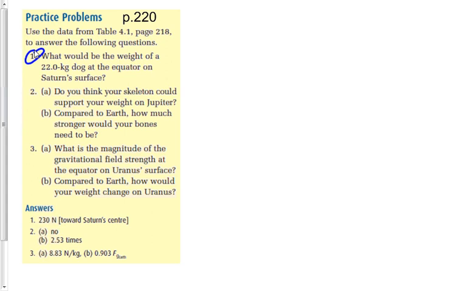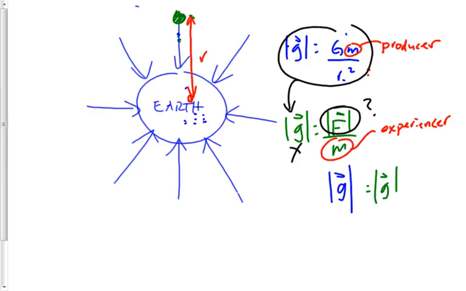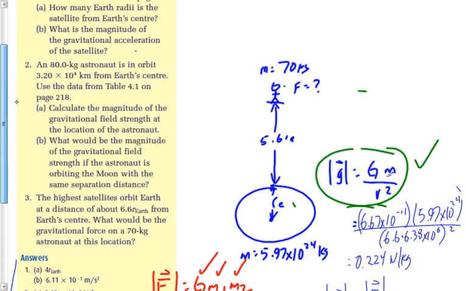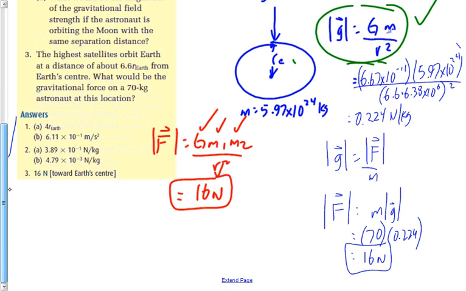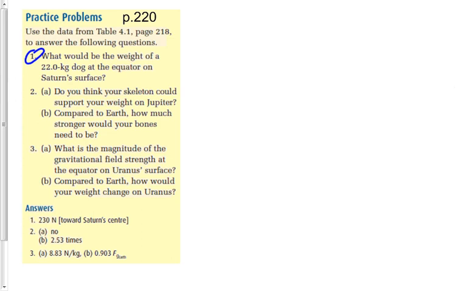There's a couple of options here, right? The last question that we did, we were trying to find the force of gravity acting on the object. We did that by using the producer equation and the experiencer equation, getting 16 newtons. We also did it by using the gravitational force equation. Pick one. How are we going to do that?